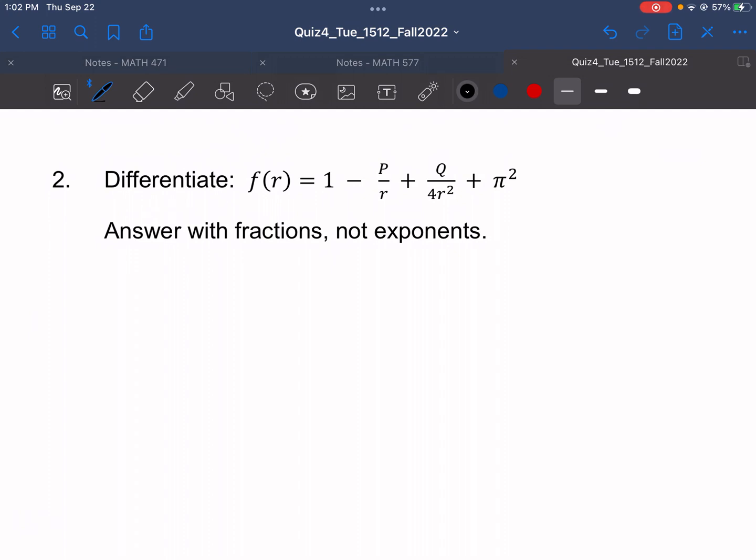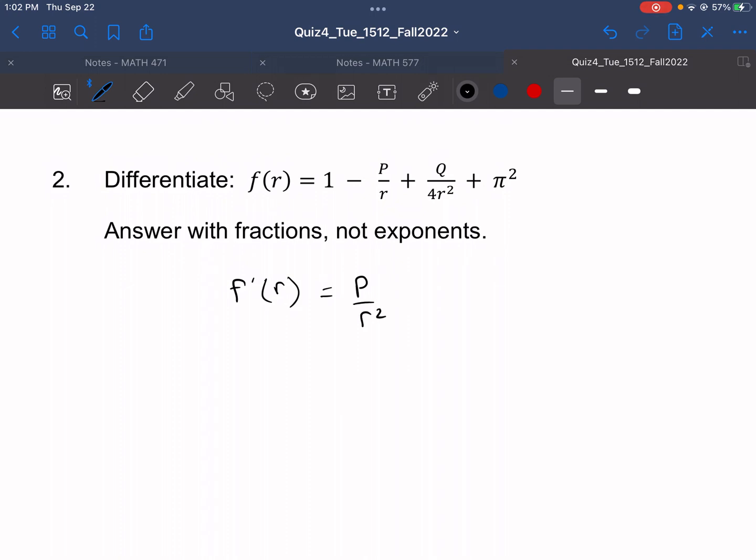So on to problem 2. This gives us another function that we have to differentiate, which was the same function on both of the quizzes. So our f prime is going to be the derivative of that function, where one is a constant, so the derivative of that is 0, plus the derivative of the next one, that's p over r, which we could bring the r to the numerator and use the power rule and get negative p over r squared.